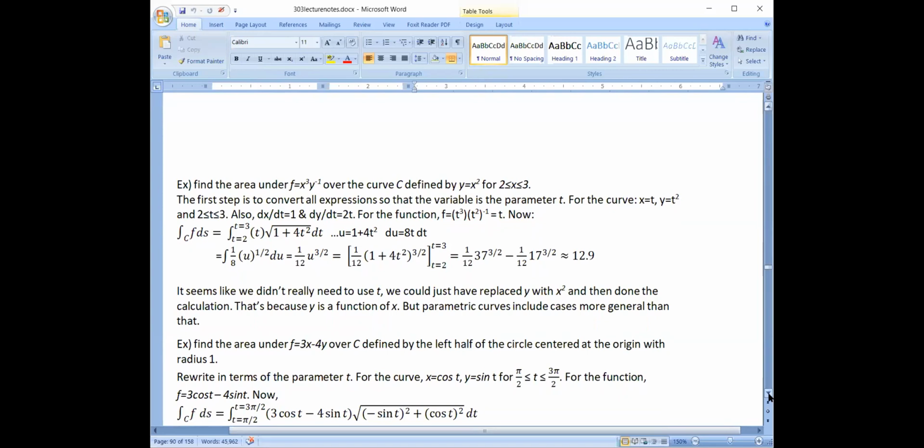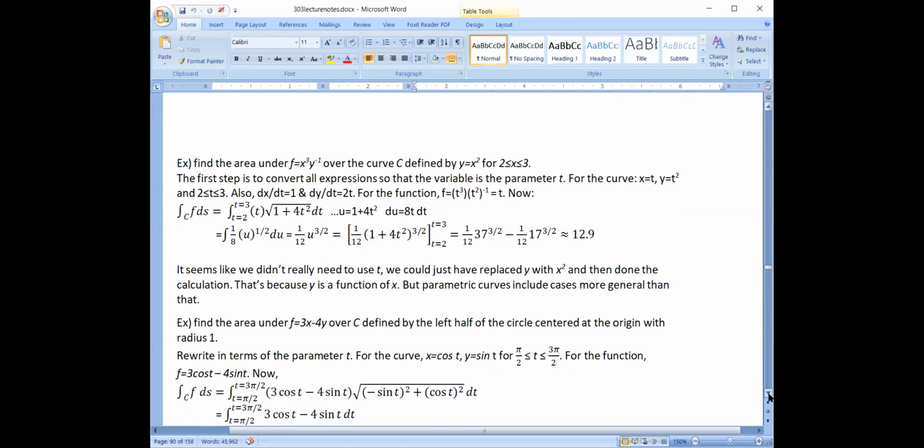So dx/dt is negative sine t, and square that. dy/dt is cos t, plus square that, and then square root of all that business, dt. And now you have an integral that you can go ahead and do. So that's the setup, and now let's do the integral.